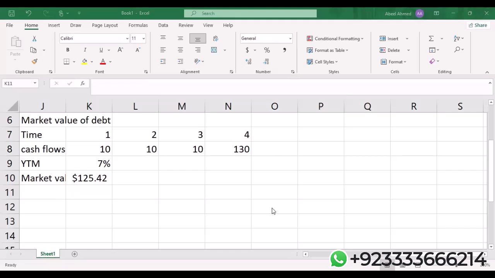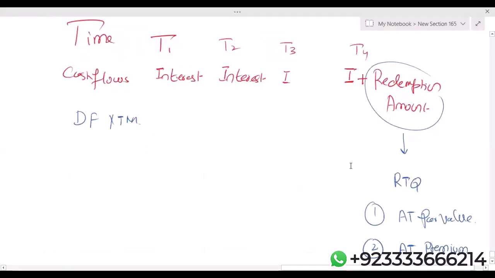Let's go back to OneNote. Obviously, we'll be discussing only those shortcuts which are available in the exam. There's no point in discussing a shortcut which is not available. That's obviously useless for us.